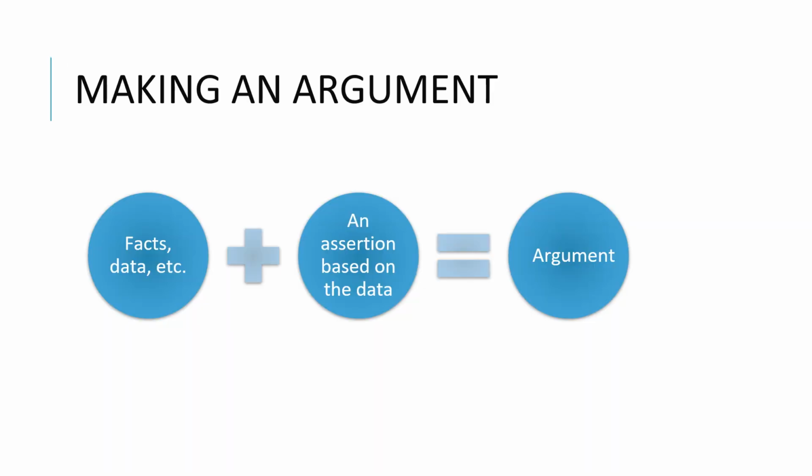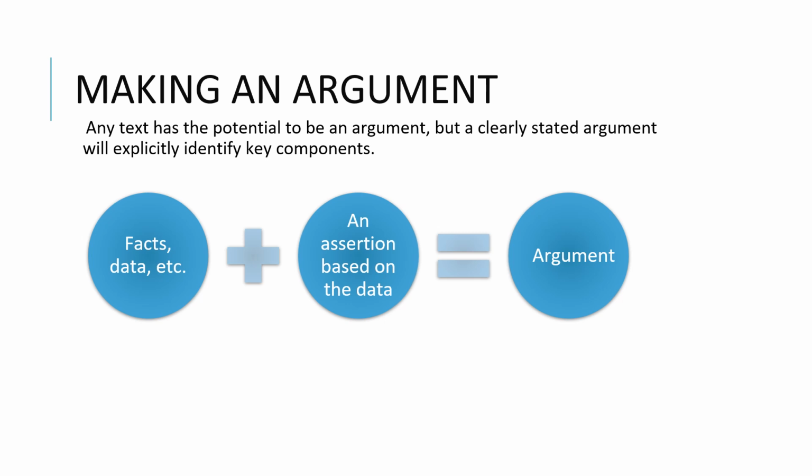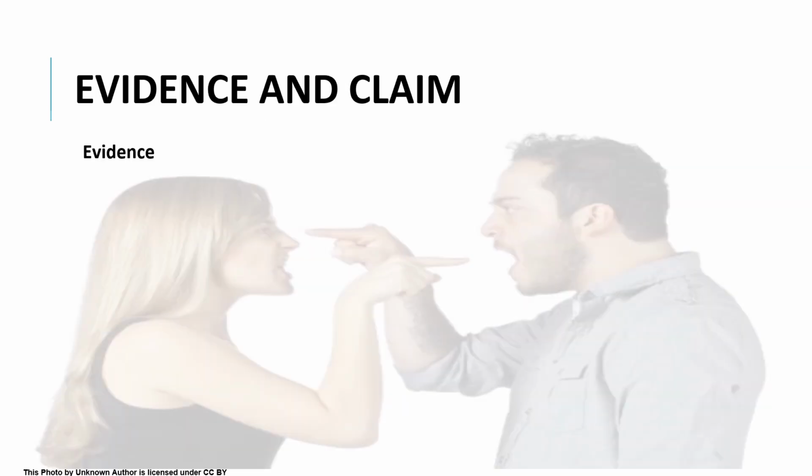So when you make an argument, you really need to look at the facts, the data, the research, what's out there, and then you make an assertion based on the data. And sometimes we call that our thesis. And this is what equals your argument. Okay, so we have evidence, we have a claim, also known as a thesis, and then we have our argument.